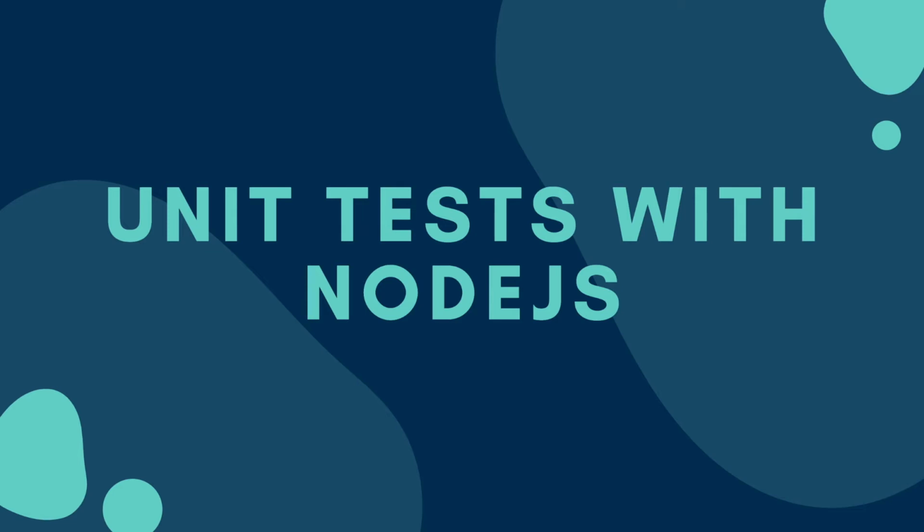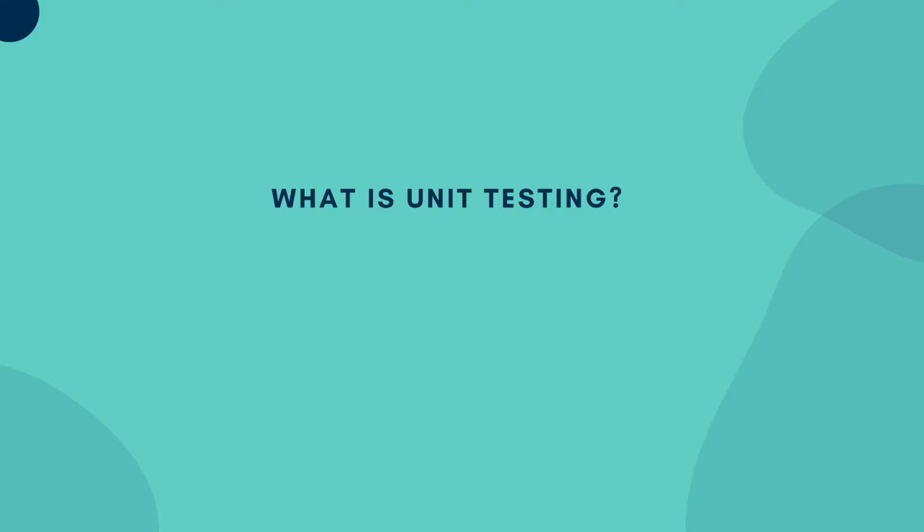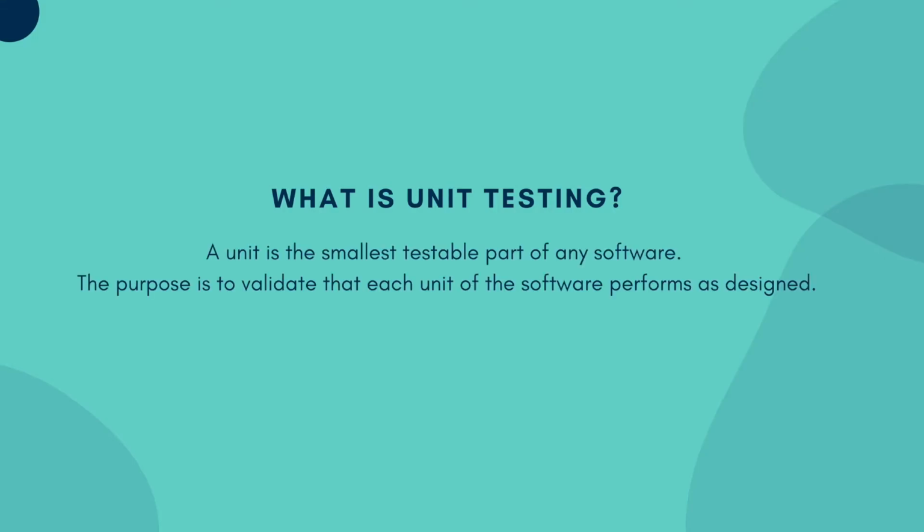In this video, we're going to dive into unit testing and learn about how to use testing frameworks like Mocha and Chai to write our tests. Now let's see what is unit testing. A unit is the smallest testable part of any software. It usually has one or few inputs and usually a single output. The purpose of unit testing is to validate that each unit of the software performs as designed.